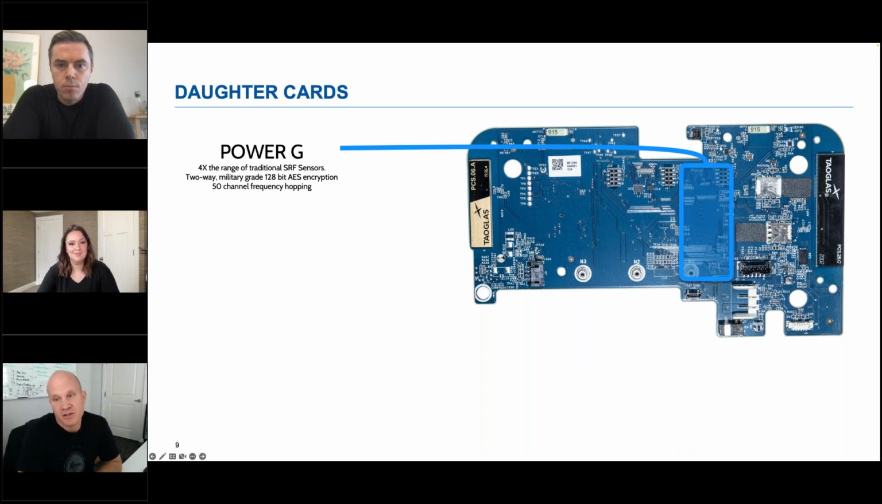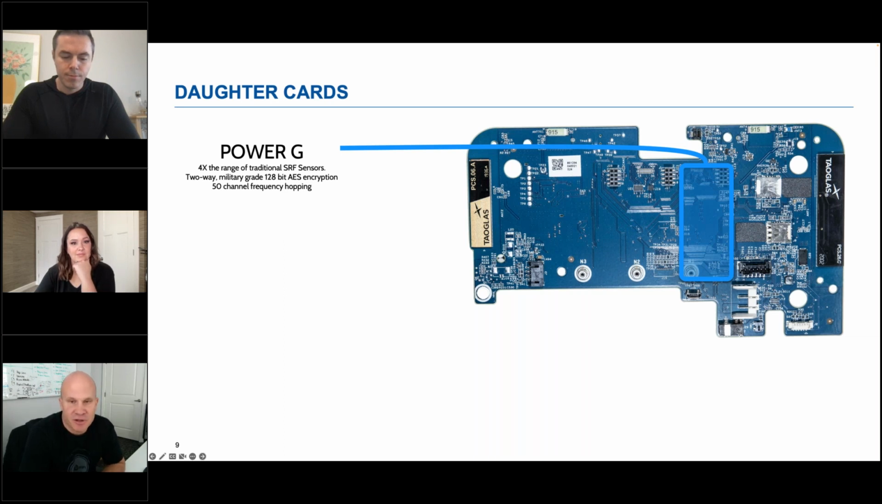So we start to add daughter cards, and many of you are familiar with these daughter cards on IQ Panel 4, but I'll go through them real quick. Power G is on board every single panel on IQ4. This, of course, is our ultra long range sensor technology, right? Really much more modern than a lot of the legacy protocols that are out there. Bidirectional, military grade encryption, frequency hopping, spread spectrum technology. So just a really, really good sensor technology.